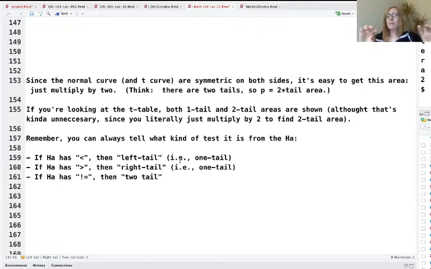It's symmetric on both sides. The left tail and the right tail always have the same size. So if you're doing a two-tail test, just use both of them times 2. And that's all there is to it.